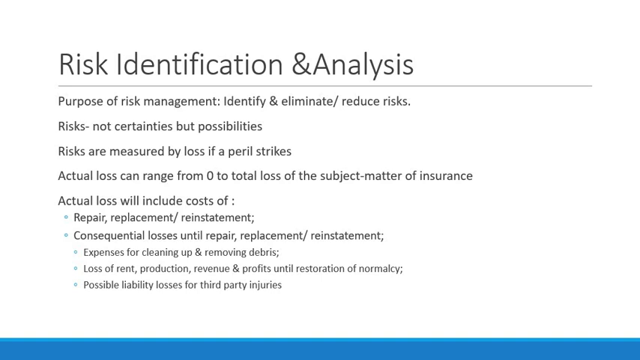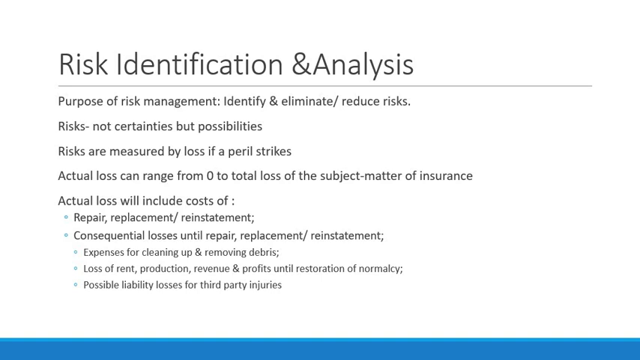Please recollect in the previous lectures that a peril meant the cause of loss. That is, anything that causes loss is a peril. For example, fire, flood, earthquake, lightning, etc. So therefore, risks are measured by the losses that may happen if a peril strikes. The actual loss can range from zero, that is nothing, to total loss of the subject matter of insurance.